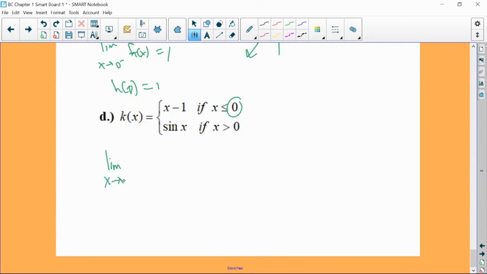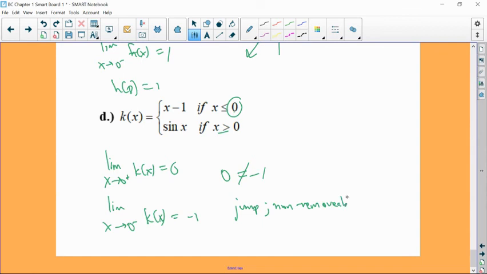The limit as x approaches 0 from the right of k of x, where x is bigger than 0, is sine of 0. And sine of 0 is 0. The limit as x approaches 0 from the left of k of x, for x less than 0, is 0 minus 1, which is negative 1. Well, clearly 0 does not equal negative 1. So these two pieces don't line up. There's going to be a jump discontinuity, and that jump is non-removable.